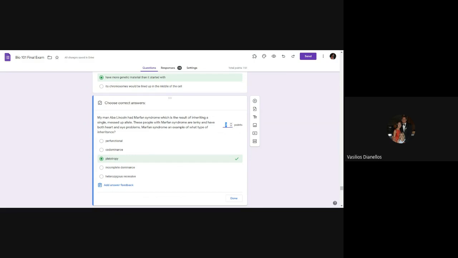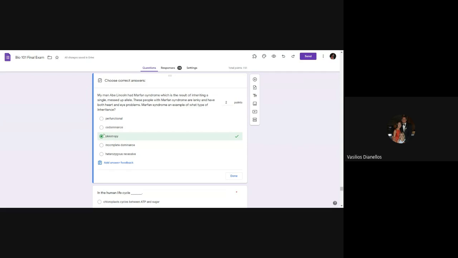Now, again, I'm just trying to give away points here. If you guessed pleiotropy, obviously you got full credit. Perfunctional. That's a word that I made up. So if you guessed codominance or incomplete dominance, you got partial credit because that is in the discussion we were having. Because all these things were compared and contrasted: codominance, incomplete dominance, complete dominance, pleiotropy, polygenic inheritance. These are all things we talked about in the same conversation. The top one is a word I made up, and heterozygous recessive is not a thing because remember, heterozygous would be both dominant and recessive, and it has nothing to do with that discussion.